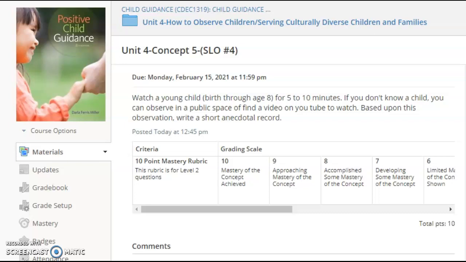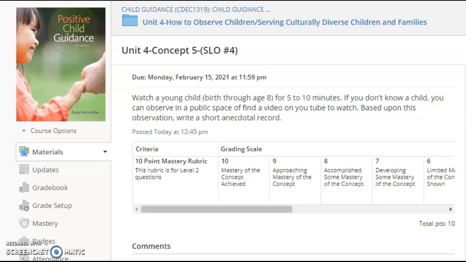If you don't have access to a child or you don't know any child that you could observe, feel free to observe in a public space, go to a park or even Walmart, and just don't be following them or talking to the children. You could even find a video of a child birth through age 8 just playing. In general, that is fine as well. You're going to watch it and that will be your observation. So you'll be taking notes throughout your observation and you're going to write a short anecdotal record.